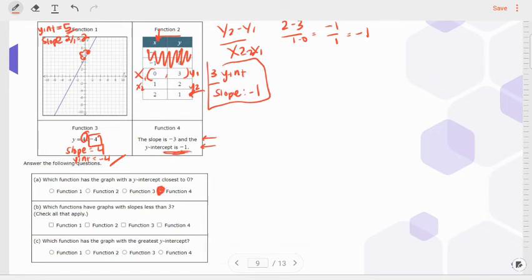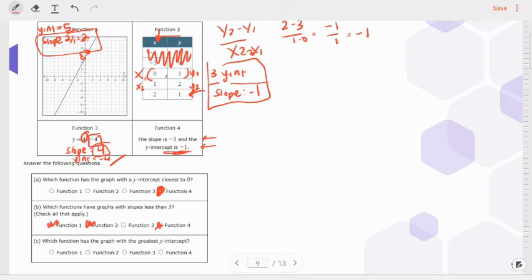So 4. The next one says, which functions have graphs with slopes less than 3? And this is a select all that apply. So less than 3 slope. Well, 2 is smaller than 3. -1 is smaller than 3. 4 is not smaller than 3, so skip that one. And -3, yes, is smaller than 3. So 3 out of those 4 work on this one.